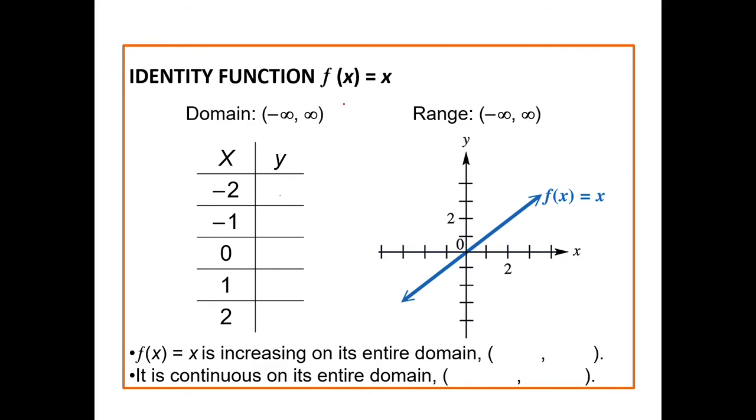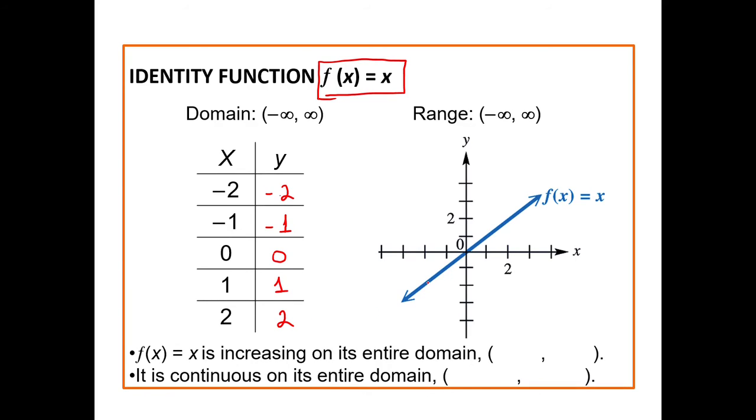The identity function is defined as f of x equals x. If I plug in a negative 2, it gives me back negative 2. If I plug in a negative 1, it gives us negative 1. If we plug in a 0, we get a 0. Plug in a 1, get a 1. And plug in a 2, we get a 2. So it's known as the identity function because whatever we plug in, we get back out.